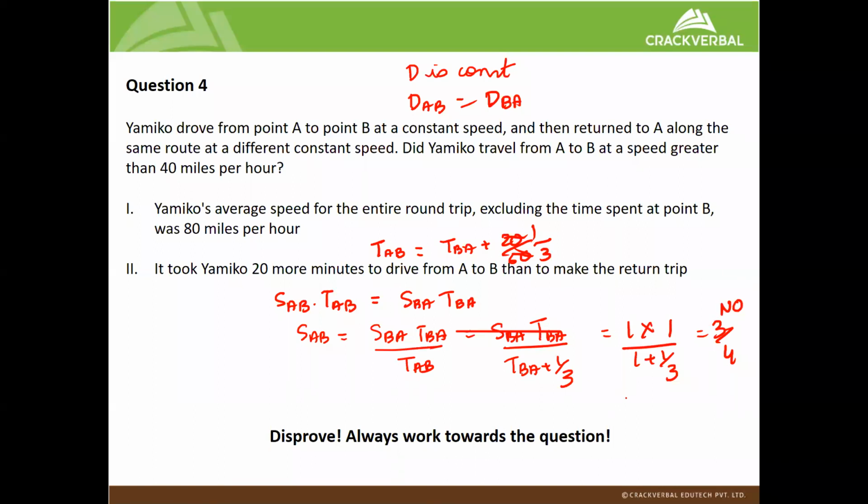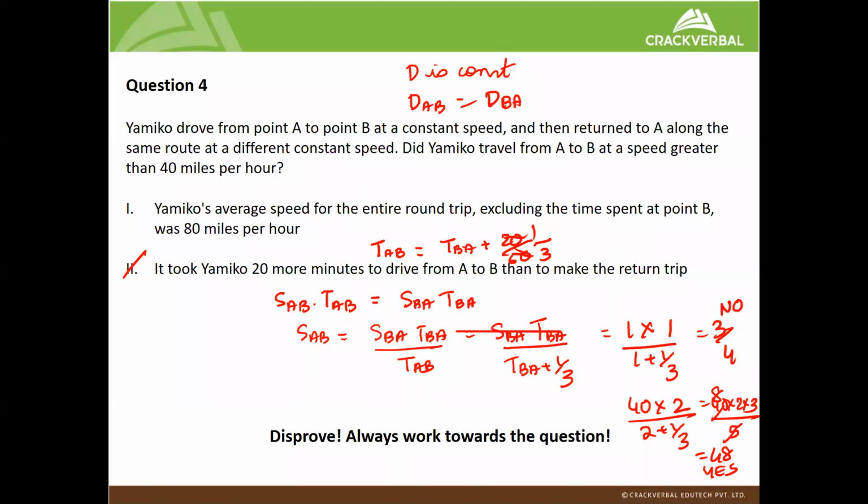If I put SBA as 40 and TBA to be 2, 40 into 2 divided by 2 plus 1 by 3. 2 plus 1 by 3 is 5 by 3. So 40 into 2 into 3 divided by 5. 5 8 is a 40, 8 2 is a 16, 16 3 is a 48. This gives me a value greater than 40. It gives me a yes. So the second statement clearly is insufficient, right?